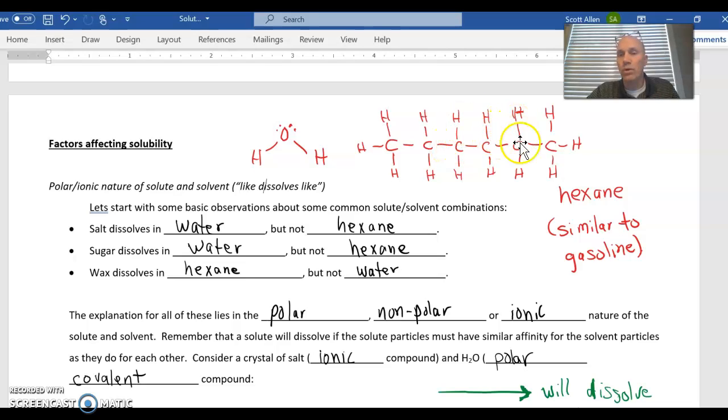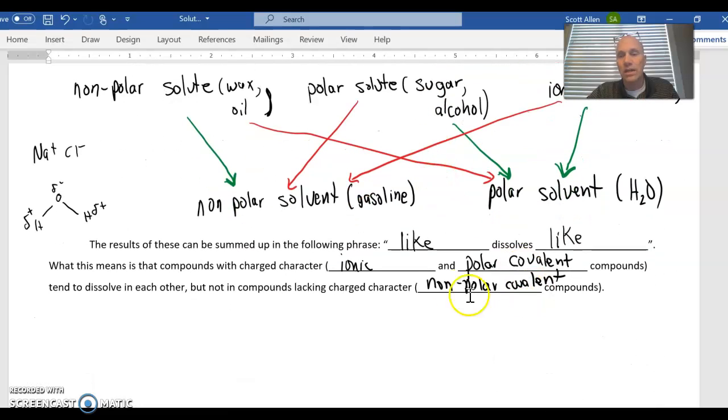For example, if you look at hexane right here, this is not a polar compound. There are not any polar bonds in this whole molecule. So I can't draw any delta plus or delta negatives on any of these atoms in the same way that I can do for water. That's why it's characterized as being nonpolar.